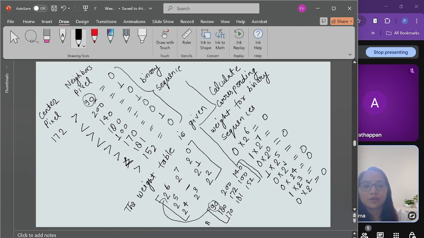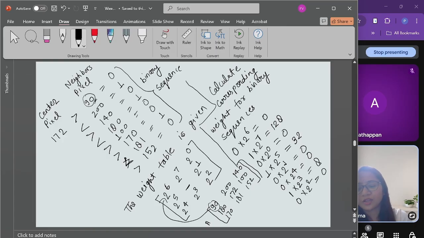So can you calculate 2 to the power 7? 2 to the power 7 you will get 128. Again, 2 to the power 5 you will get 32. Here 2 to the power 3 you will get 8. Okay, so that is the corresponding weight for the binary sequence that we have to calculate.